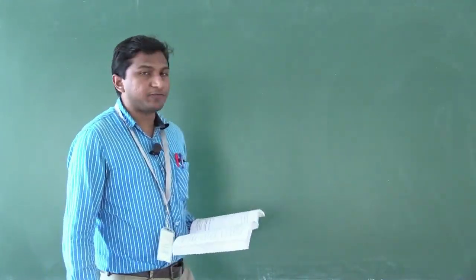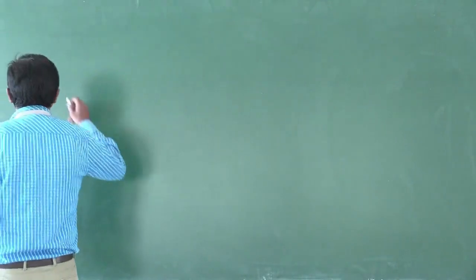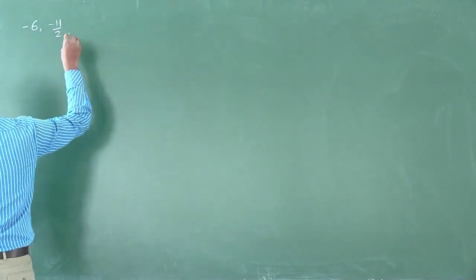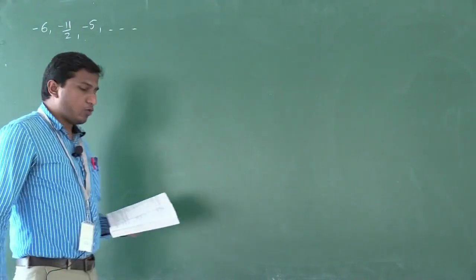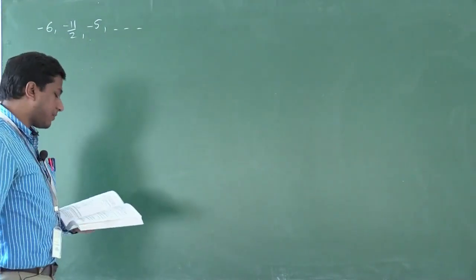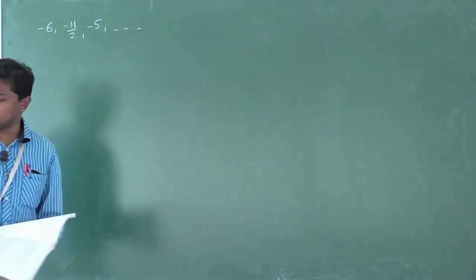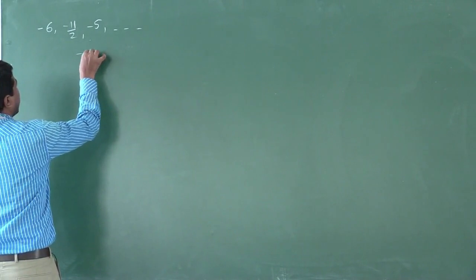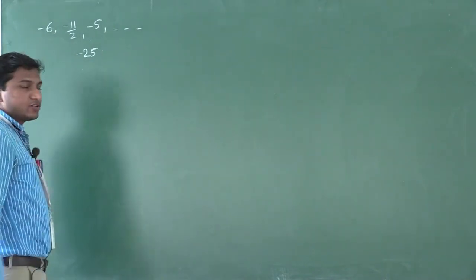How many terms of the AP minus 6, minus 11 by 2, minus 5, and so on are needed to give the sum minus 25?